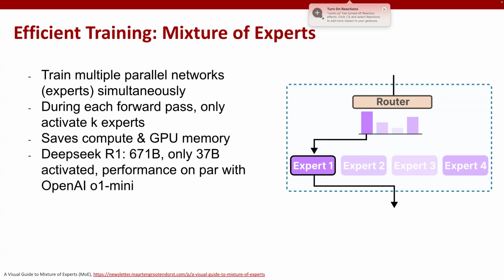And one very popular example is the recent R1 model. This is a mixture of expert model that has 600 billion parameters in total. But for each token, only 37 billion parameters are activated. So essentially, you will save like 95% of the compute with this design.